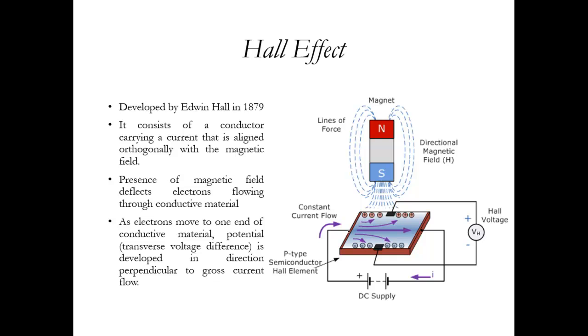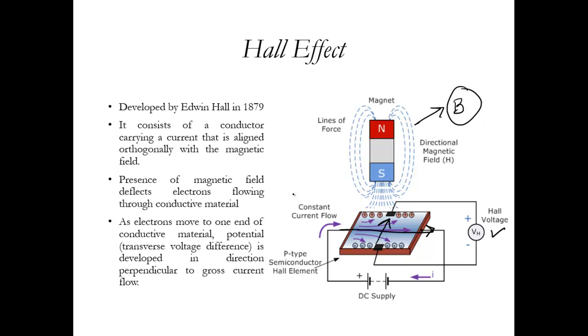So this is the gross current flow. The current that is flowing like this. Perpendicular to this, a voltage will start developing. And if we tap these with electrodes, it will have a definite voltage, and the current will also flow through this. This will be because of the magnetic field, so it will directly depend on the strength of the magnetic field. If the magnetic field is not there, this type of voltage will not be developed.